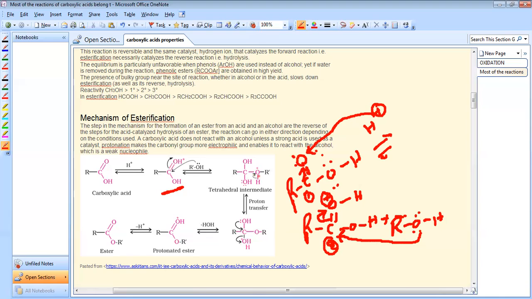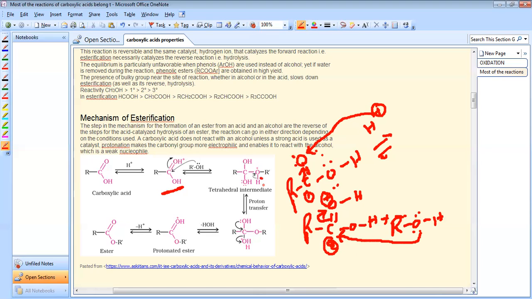Again, in this one, a new bond is formed between this oxygen and the carbon, so this oxygen acquires a positive charge. Again it is unstable, so deprotonation takes place. That means H plus will be released.